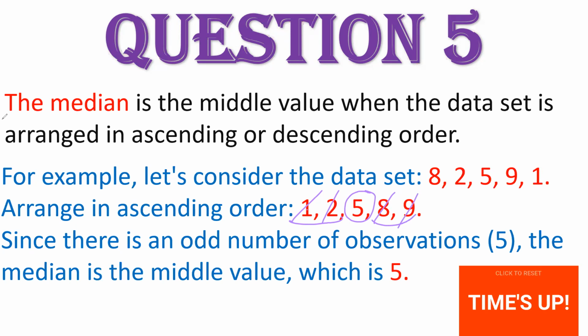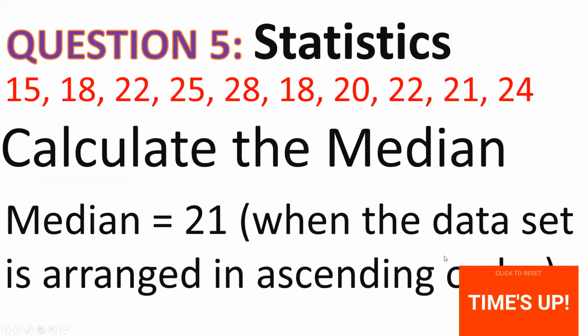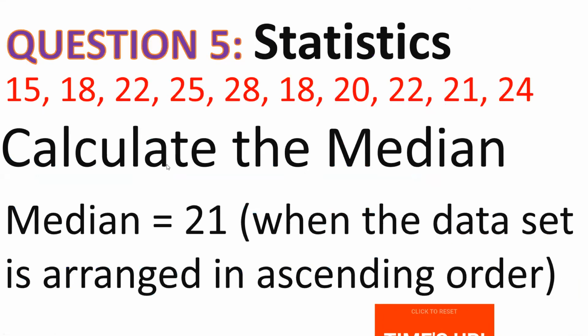So now let's explain our question. Question 5, what was our group of numbers? Now they said calculate the median. The median is 21 when the data set is arranged from smallest to biggest, and you see 21 is our answer, but let's show that.